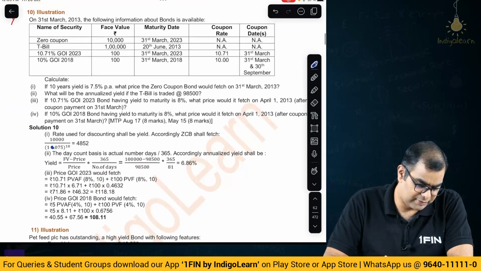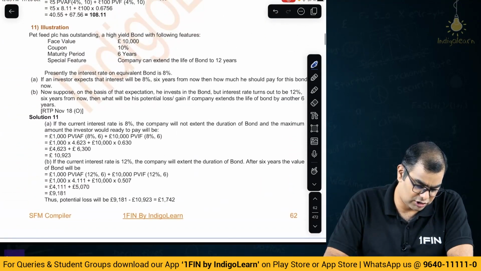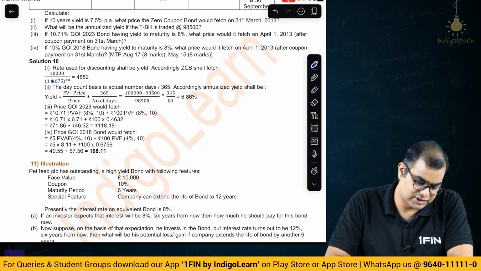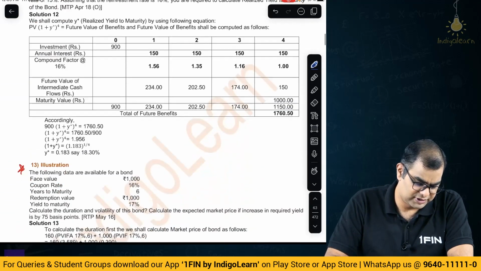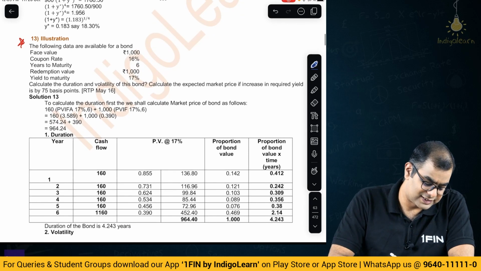In this, question 10 also, we will come back because this is a question related to some concepts that we have not learned so far, which is annualized yield and all that. We'll learn that. It is not complex, very simple. But I want to do it together so that there is a sense of continuity. Next, let us look at this question.